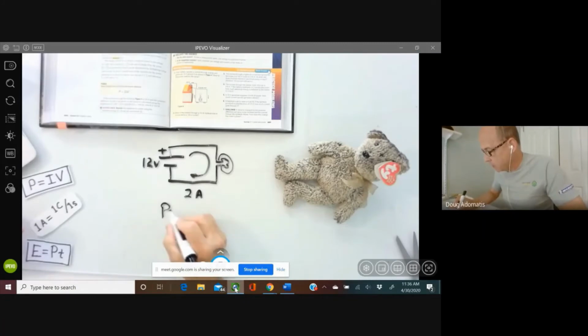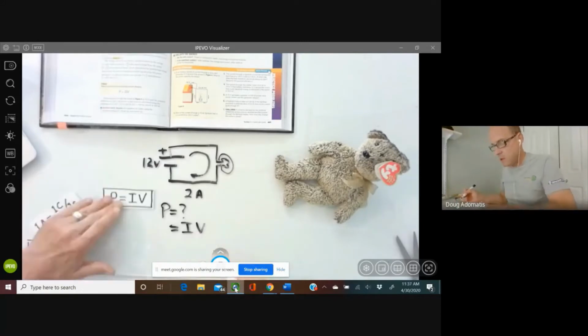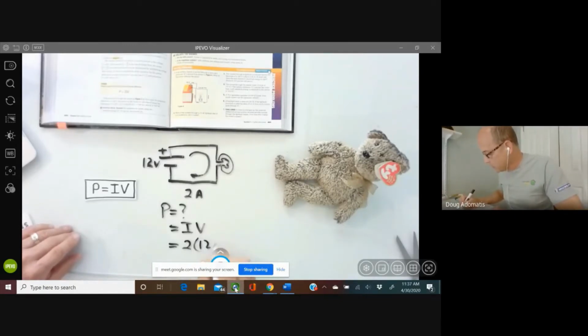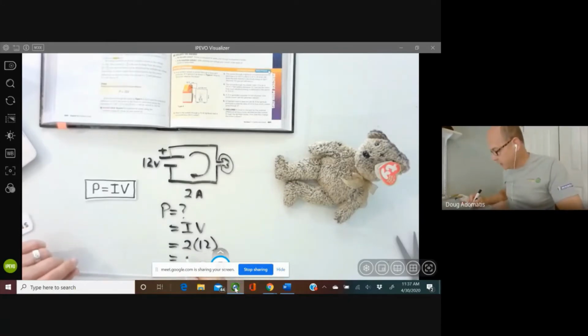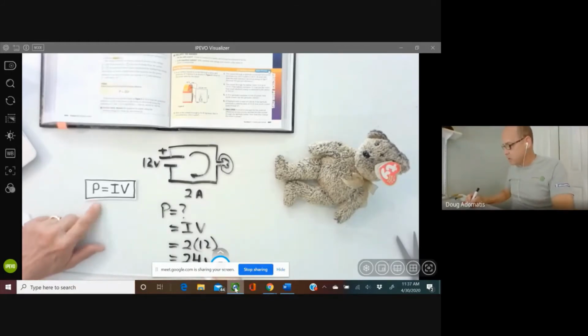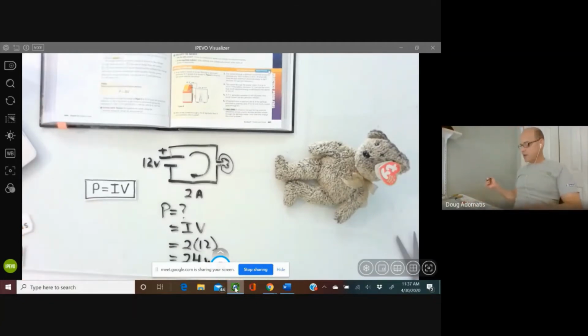Okay, so power is equal to I don't know what. But we do have an equation for it. It's IV. That's our boxed equation here. And then that would be 2 amps times 12 volts. Do I know what that is? Yes, of course I do. 24 what? What is the unit for power? Watts. 24 watts, right? That's right, because energy is joules, current is in amps, 24 watts.